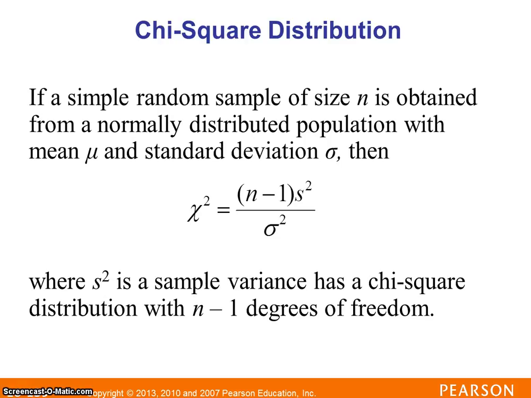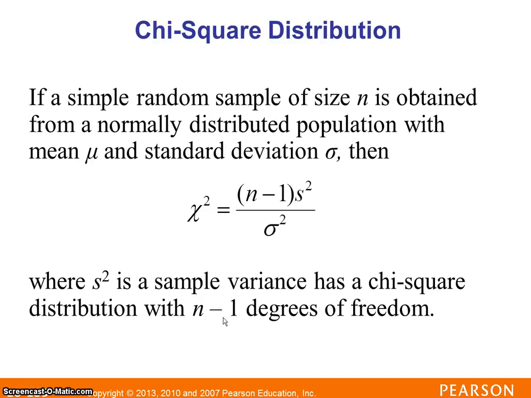And so if a simple random sample of size n is obtained from a normally distributed population with a mean mu and standard deviation sigma, then chi-squared, where s squared is the sample variance, has a chi-squared distribution with n minus 1 degrees of freedom.